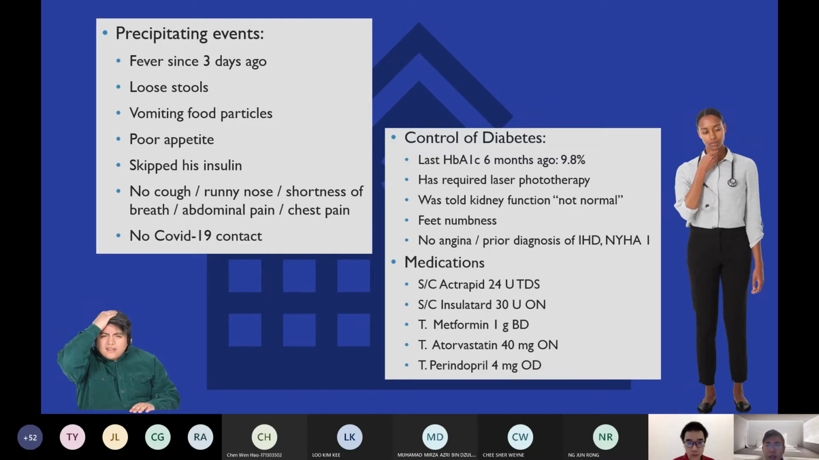And yes, you're correct. We need to know of his control of diabetes. He tells you that his last HbA1c 6 months ago was 9.8%. In the interim from the last time you saw him, he has required laser phototherapy, and he was told by his doctor that his kidney function was not normal. He's got some feet numbness, but he has no history of angina nor any previous diagnosis of ischemic heart disease. His New York Heart Association classification of heart failure is NYHA 1. His baseline medications include subcutaneous actrapid 24 units TDS, Insulatard 30 units at night, metformin 1 gram BD, atorvastatin, as well as a perindopril pill.